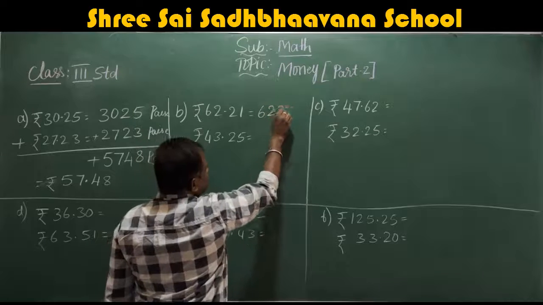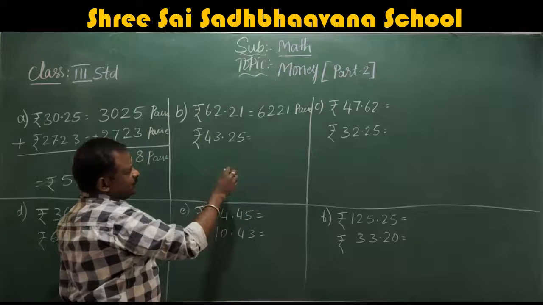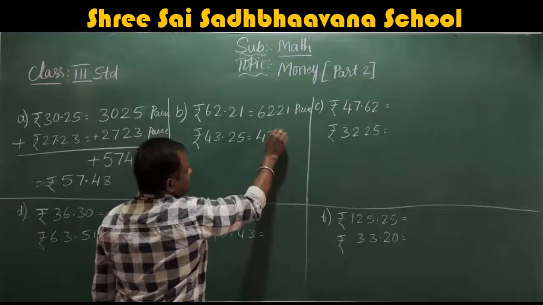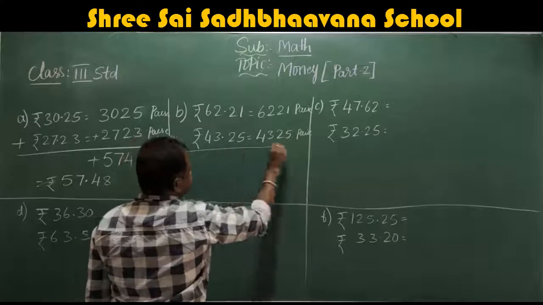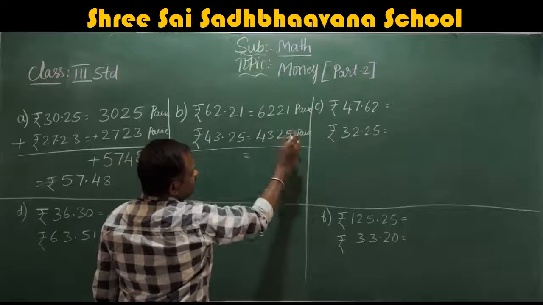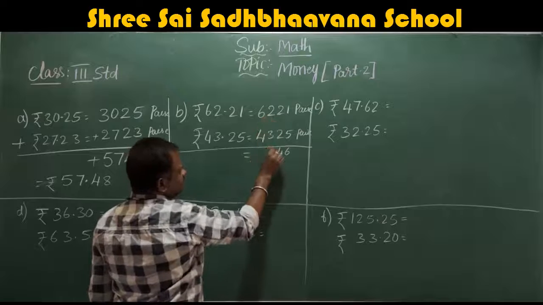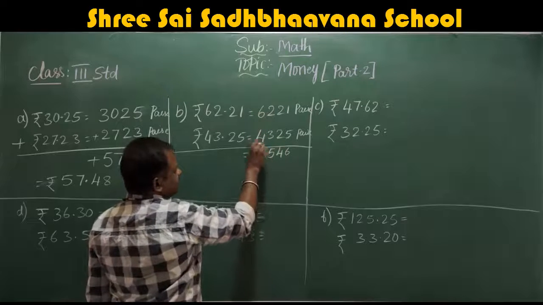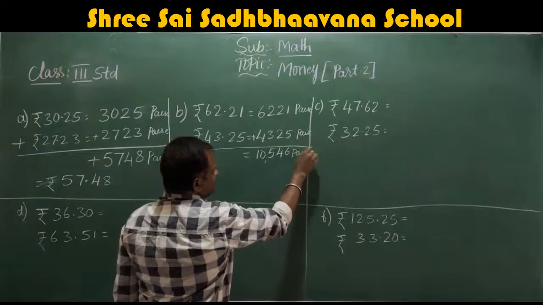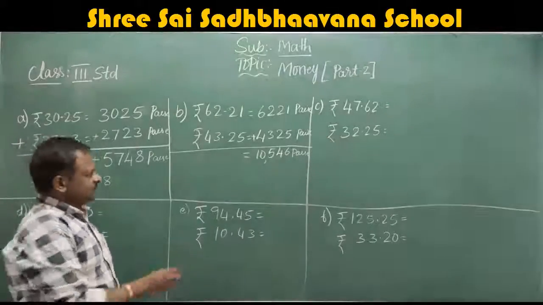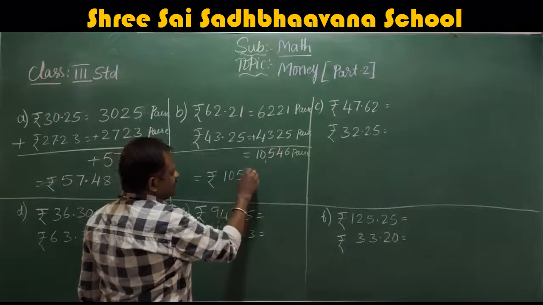In the same way, this rupees 62.21 can be converted to paise. That is 6221 paise. Rupees 43.25 can be written as 4325 paise. Add: 5 plus 1, 6. 2 plus 2, 4. 2 plus 3, 5. 6 plus 4, 10. So 10,546 paise. Convert this into rupees. So this is equal to rupees 105.46.